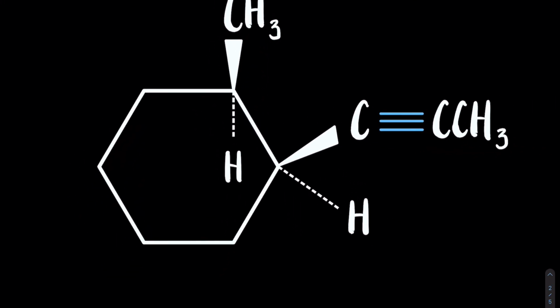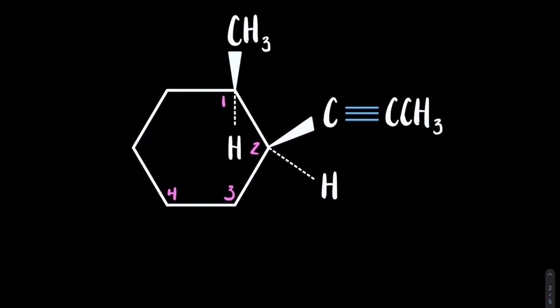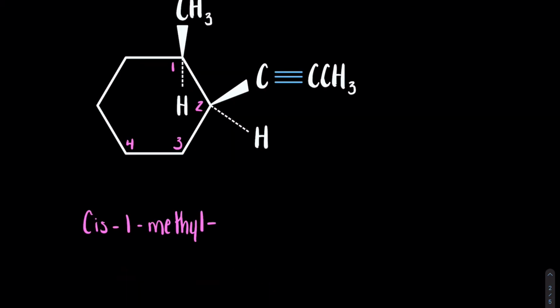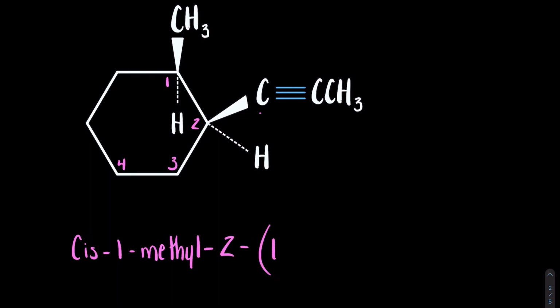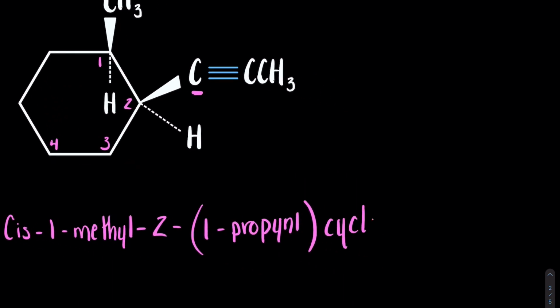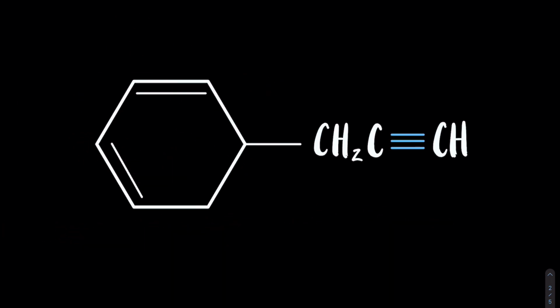first number, this carbon atom, because of the methyl group. And we've got 2, obviously 3, 4, etc. So when we look at this and we want to name this, we see we have cis. They're on the same side, the two substituents. So we've got cis-1-methyl. Then on the second carbon atom, we have 2-propynyl cyclohexane. It's a mouthful.